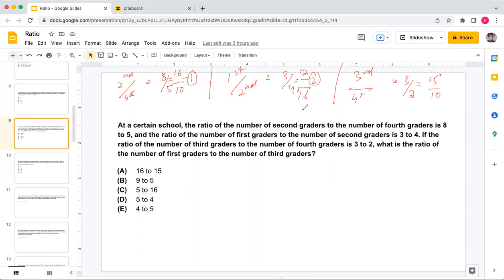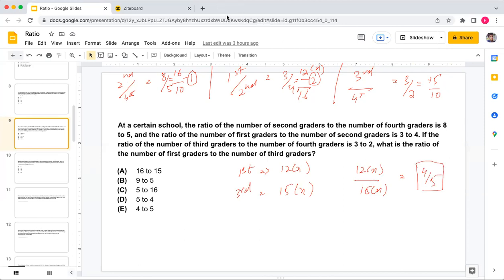Now the question becomes very simple. What is the ratio of the number of first graders to the number of third graders? Let's call this X. The first grader is 12X, and the third grader is 15X, because we have converted all of these into equivalent ratios. Now just take the ratio 12X/15X, which equals 4/5.